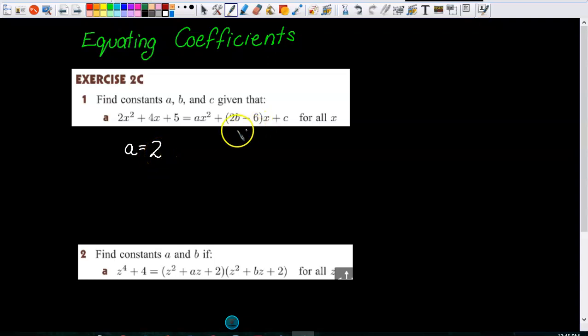And then here, this is the coefficient of x. So therefore, would we all agree that 2b take 6 would have to equal 4? And we can then carry on and solve. Therefore, b is 5. And last but not least, what does c have to be? 5. Does that make sense? We're just equating left-hand side with right-hand side.